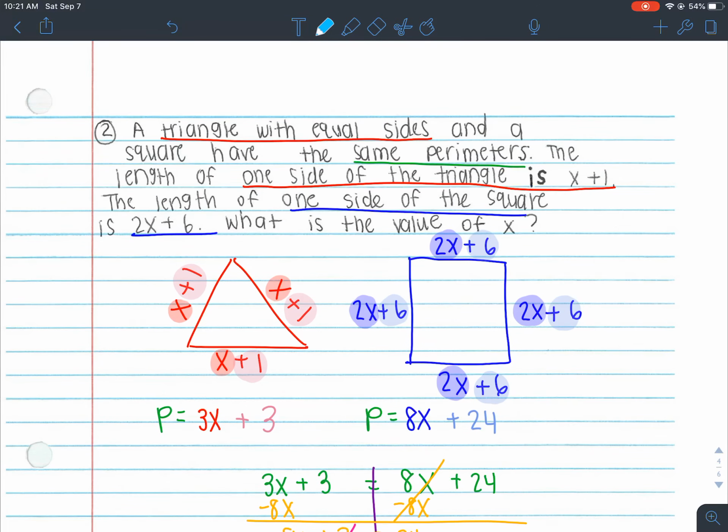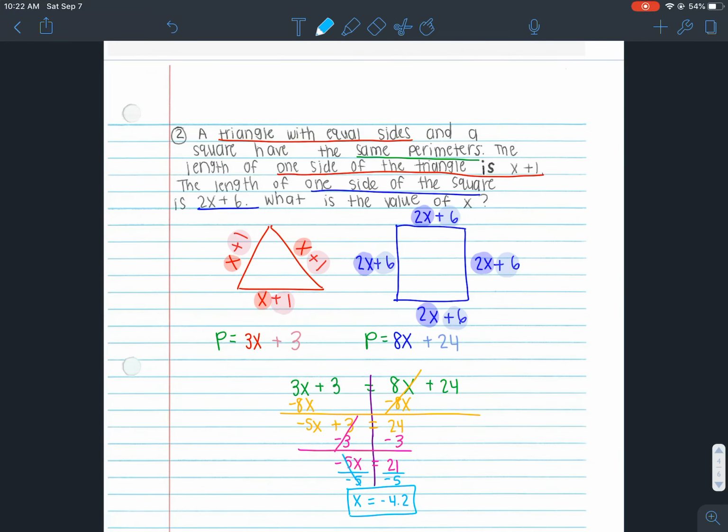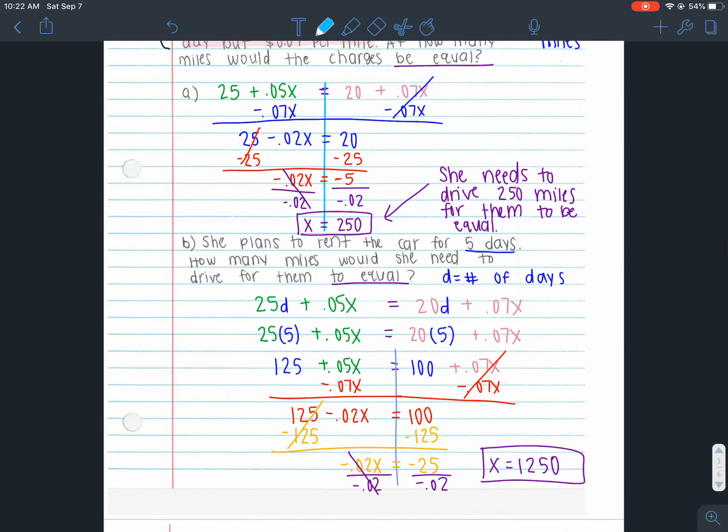All right, so that was it for our word problem. This one was a little bit easier to understand, I think, because we were able to draw a picture. And then the last one was a little bit like, whoa, there's a lot of things going on.